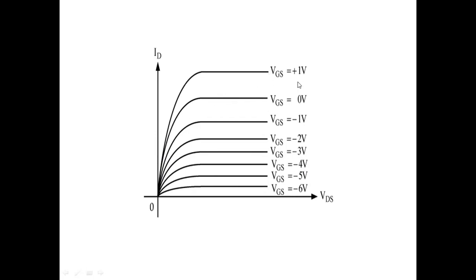Once VGS is a positive voltage, it goes to the enhancement mode. More electrons are attracted by this gate terminal, from the p substrate and from the source. Hence the conductivity increases, and conductivity increases means ID increases. So that's why in enhancement mode, the depletion MOSFET offers high conductivity. That means it gives more current in enhancement mode.